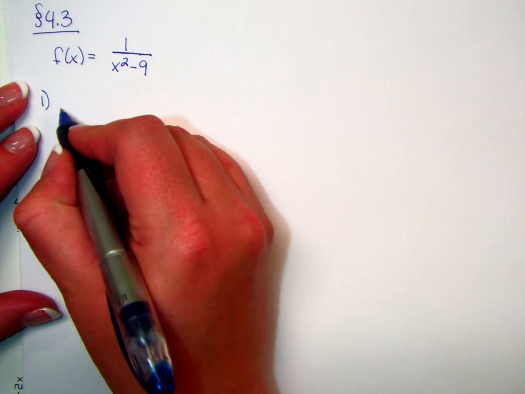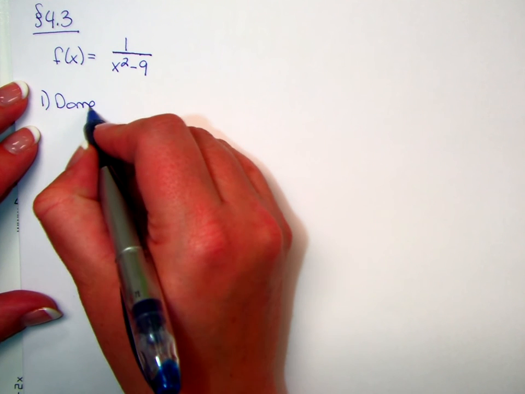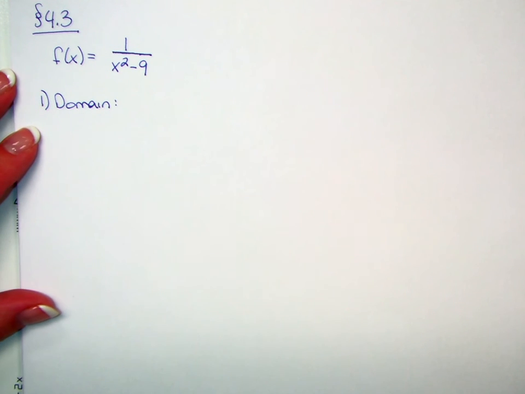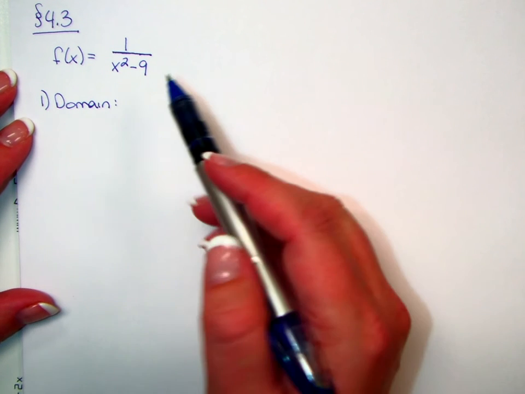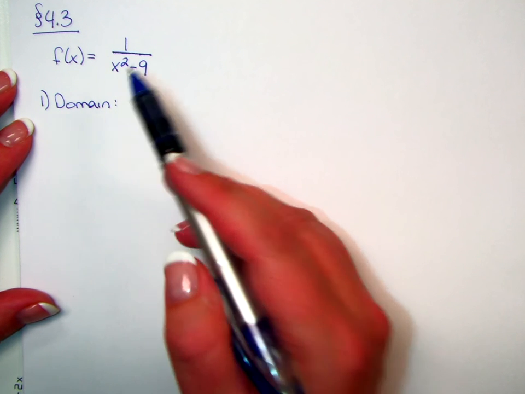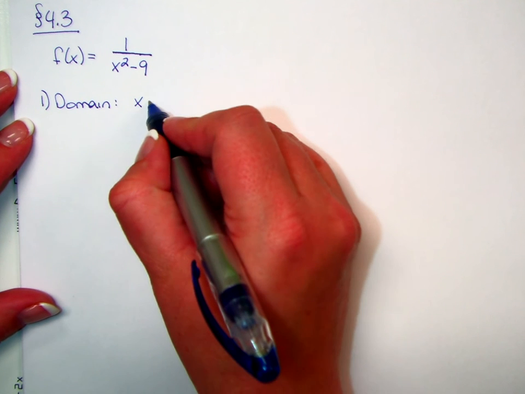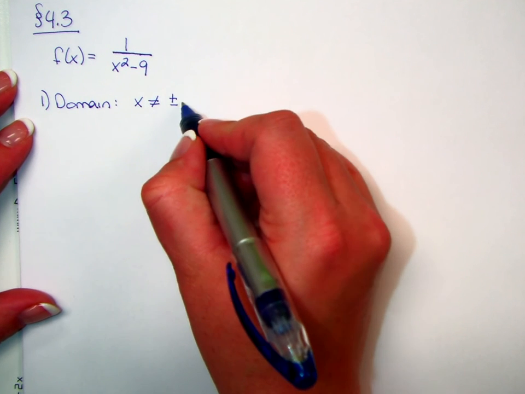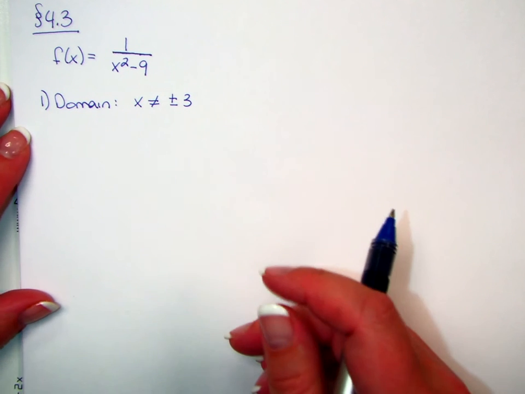So the first thing we're going to do is find the domain. The domain here, we can't divide by 0, so x can't be positive or negative 3, so I'm just going to say x can't equal plus or minus 3, right?